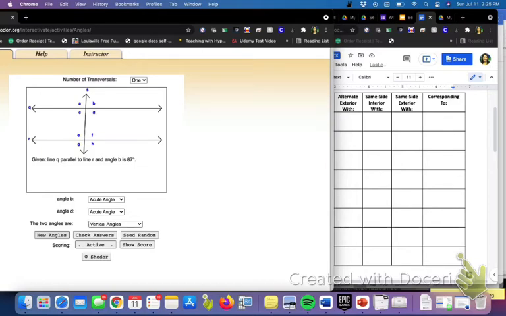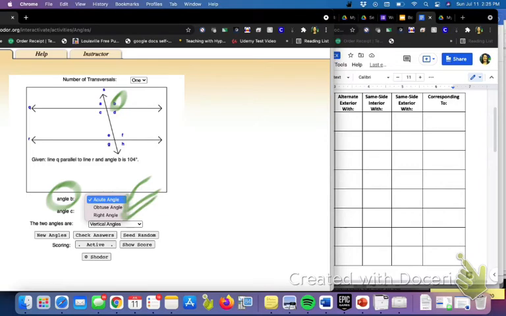So let's just say, I'm going to click new angles, and this is the first one I'm going to get. So it's asking me to use these little drop-down menus to try to determine what it is about those particular angles. For example, the first thing it's asking us is to determine whether angle B, so angle B is right here, is acute, obtuse, or right.